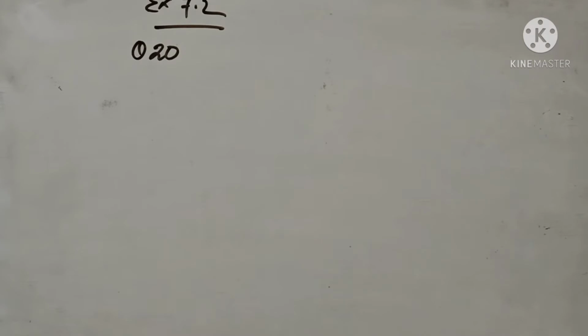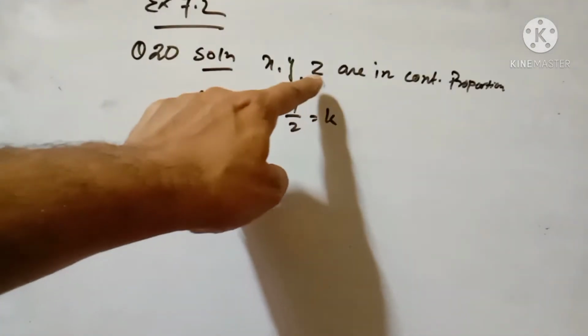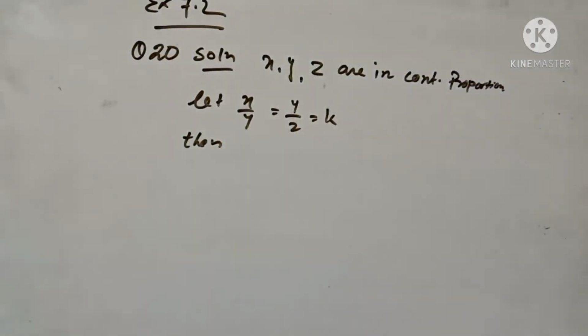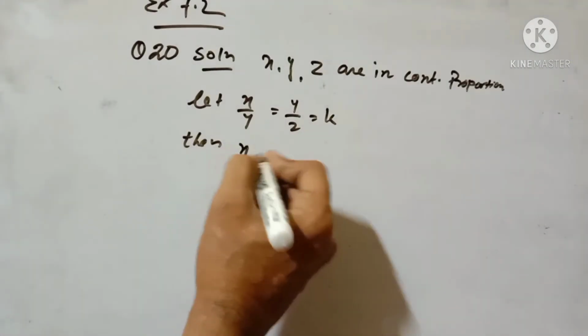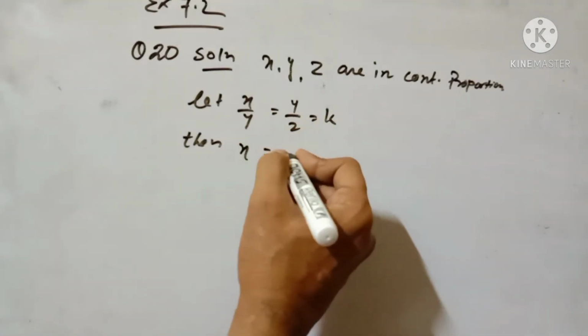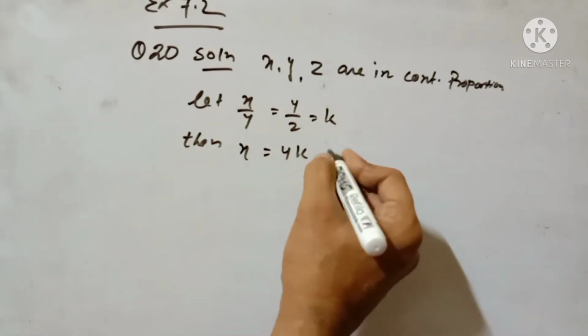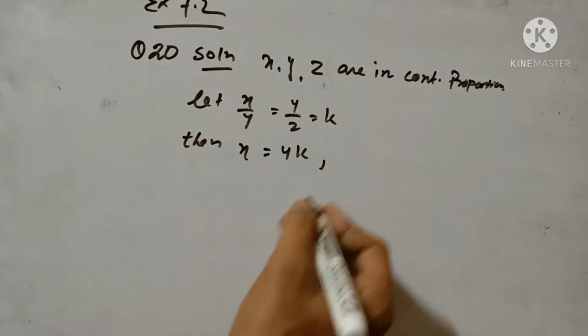Yes, question number 20. It is given, if x comma y comma z are in continued proportion, prove that x plus y whole square by y plus z whole square is equal to x by z. x, y, z are in continuous proportion. It is given, let x by y equal to y by z equal to k. Then we can write what? x equal to yk. Okay, and we can write y equal to zk.